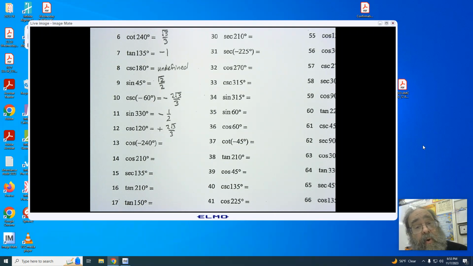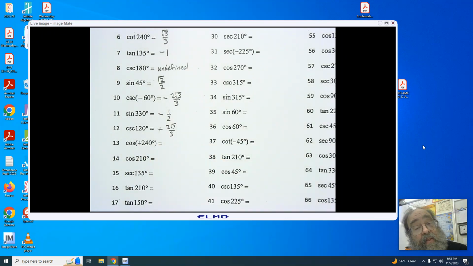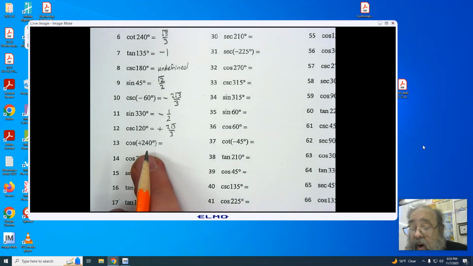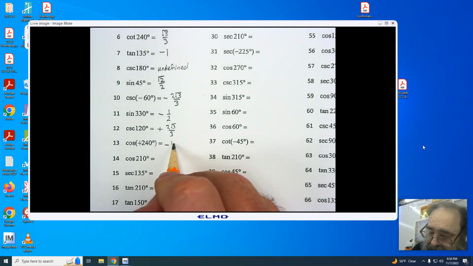Cosine of -240 degrees. Being an even function, the negative goes away and becomes a positive. I know that in the third quadrant, the reference angle is the given angle 240 minus 180 degrees, which gives me a 60-degree angle. Now, I know that cosine of a 60-degree angle is going to end up being 1/2, and then in the third quadrant, it is a negative. So my answer is negative 1/2.